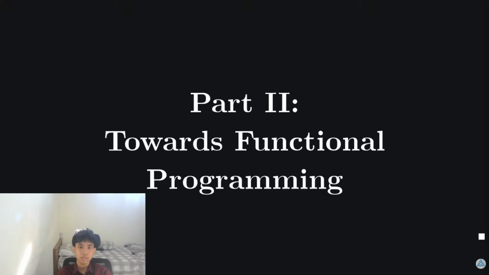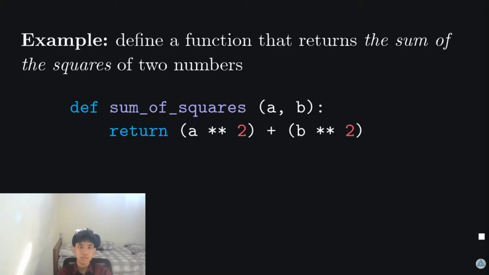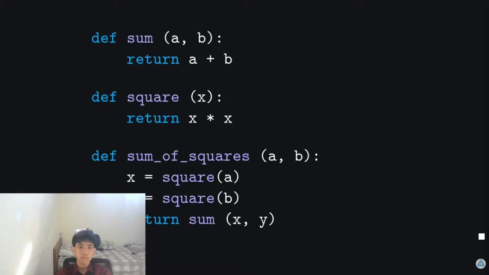Let's look at another example that should bring this a little bit closer to the functional paradigm. If we wanted to define a Python function that returns the sum of the squares of two numbers, we could either write the following procedure, or if we wanted to separate the operations, write something like this.